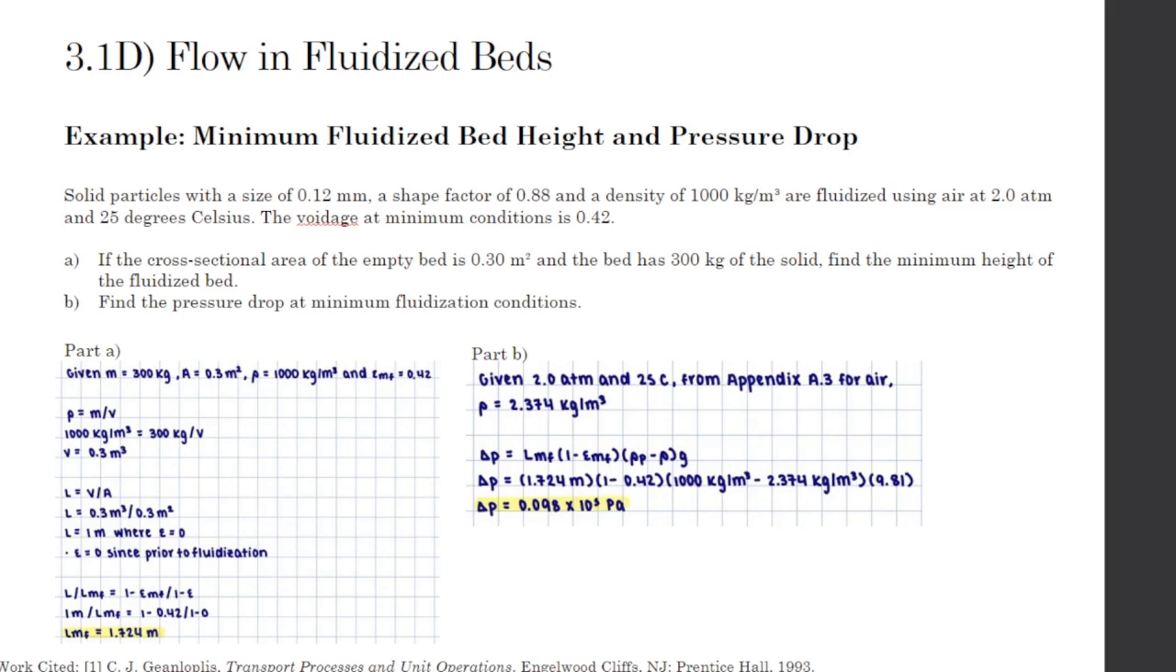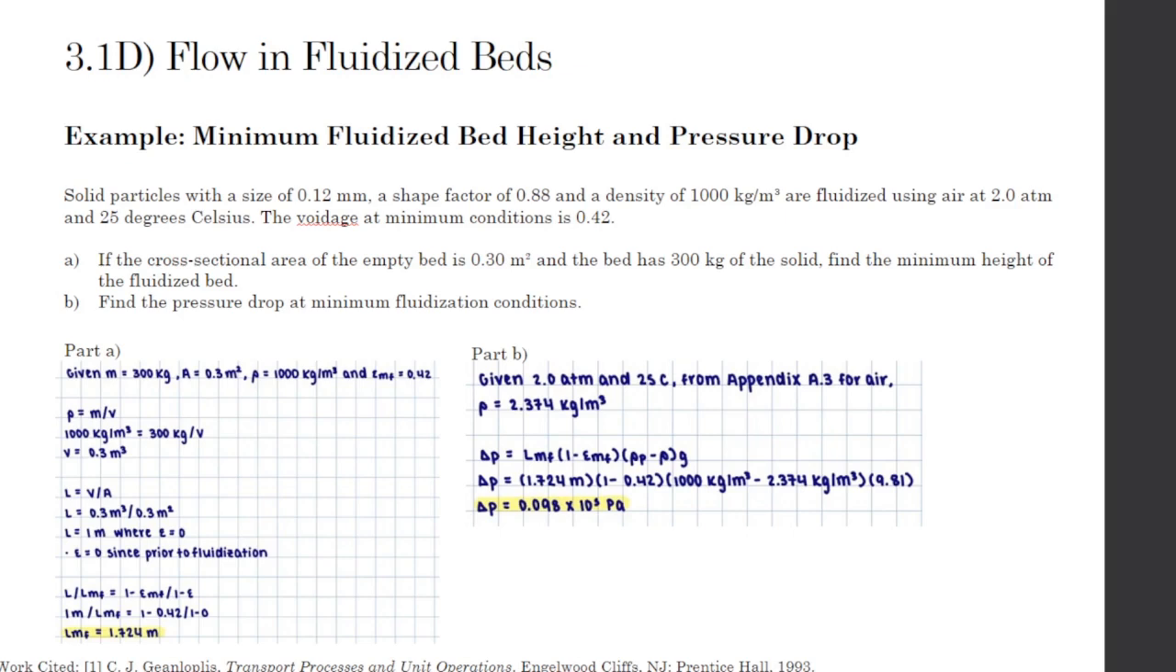So here the important information is that we have a density of 1,000 kilograms per meter cubed, which is our density of the particles. We have that it's being fluidized using air at this specific pressure and temperature, and we're also given that the voidage at minimum conditions, which is our epsilon mf for the minimum fluidization porosity, is 0.42. So for part A, we are given that the cross-sectional area of the empty bed is 0.3 meters squared, and that the bed initially has 300 kilograms of the solid. And then we are asked to find the minimum height of a fluidized bed.